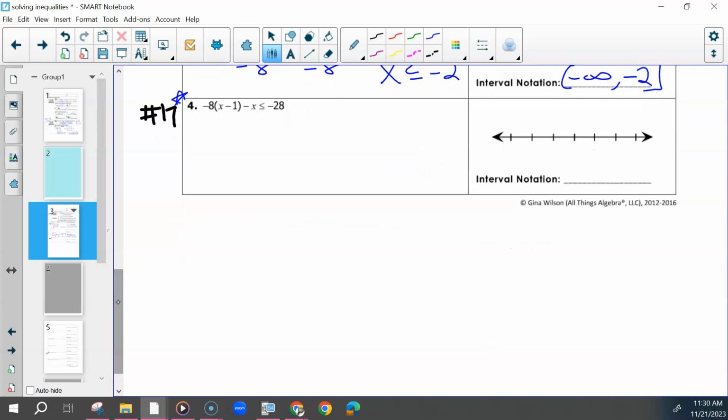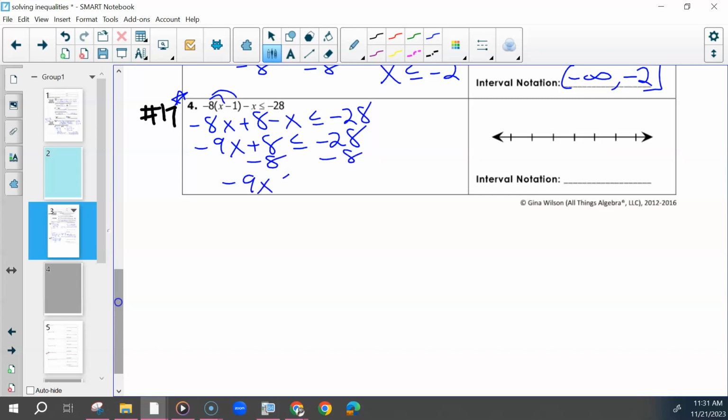Alright. So first step, very similar to the last one, distribute. We have negative 8x plus 8 minus x is less than or equal to negative 28. Combine your like terms. Negative 9x plus 8 is less than or equal to negative 28. Subtract 8 on both sides. And divide both sides by negative 9. Is the sign going to change for this one? Yes, because we're dividing by something that's negative.